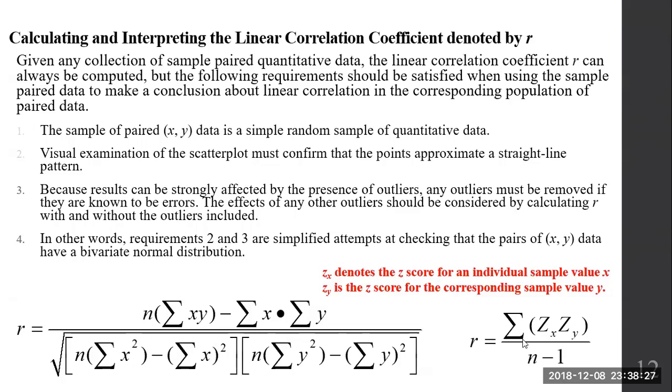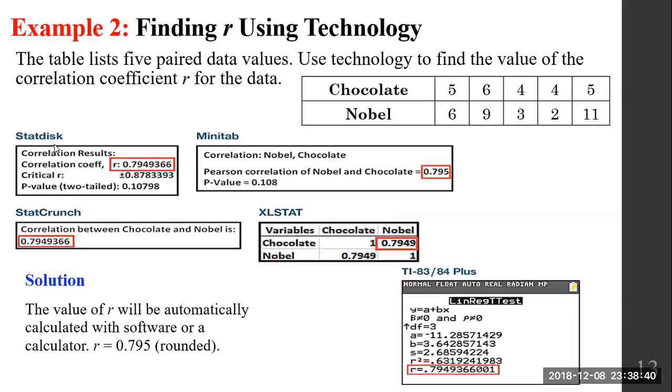R can also be calculated as the summation of z of x times z of y over n minus 1. Again, we're going to look at some examples to see how we calculate these. The table lists paired data values; use technology to find the value of the correlation coefficient R for this data.